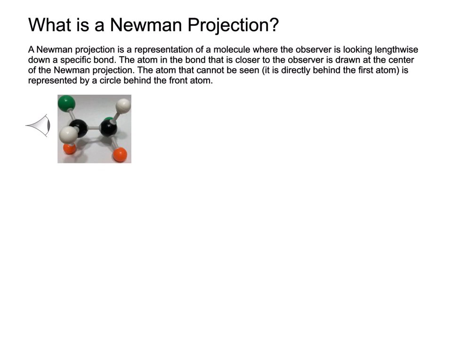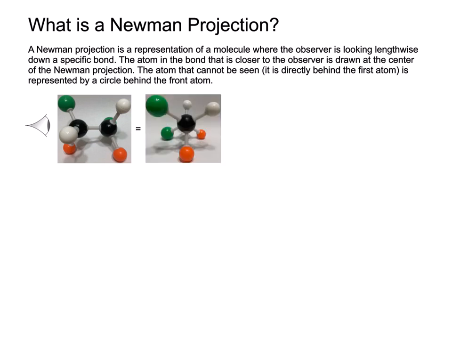Here we can see a ball and stick model of a molecule. I placed an eyeball directly in line with that carbon-carbon bond. So from the perspective of that eyeball, how does it look? Well, we can see here that the carbon closest to the eyeball is in front, and we can't see the carbon in the back of it.